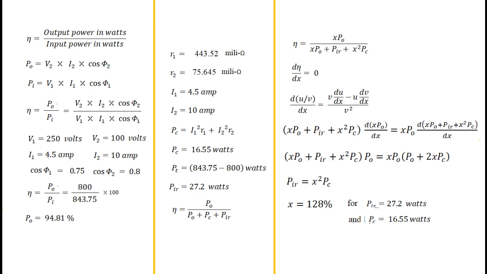We have already calculated the value of primary winding resistance and secondary winding resistance. These are symbolized by R1 and R2. Values of these resistances are shown on screen in the next column. For calculating copper losses in both primary and secondary windings, we need both of these current values at full load. These values are shown on screen in the next step. The formula to find copper losses is shown in the next step. By substituting all values of parameters, we get full load copper losses equal to 16.55 watts. These copper losses are shown in the next step.